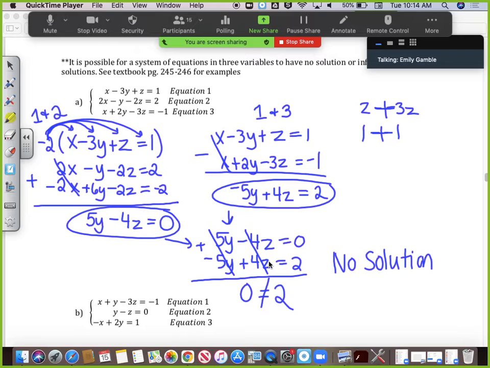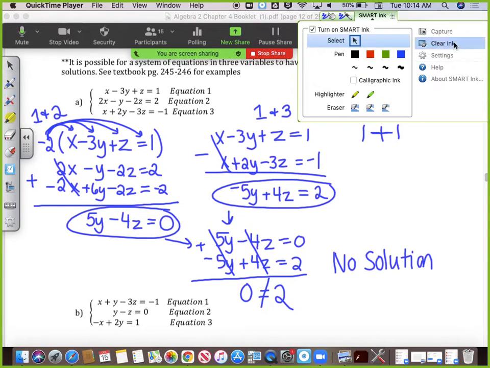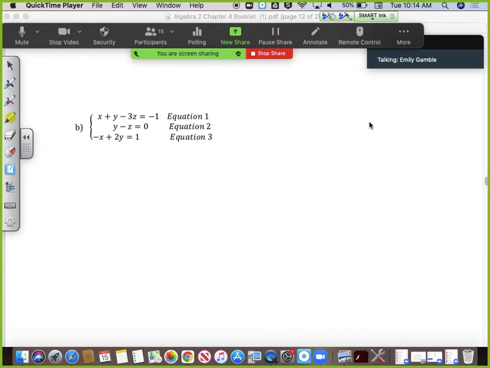Okay. So something strange will happen at the next one as well. You're probably already thinking what it's probably going to be, but let's see here. So I'm going to look at equation 1, equation 2, and equation 3, kind of see what I like. So I see the first equation has x plus y minus 3z equals negative 1. This one doesn't have an x, just has y minus z equals 0. And this one, negative x plus 2y equals 1.